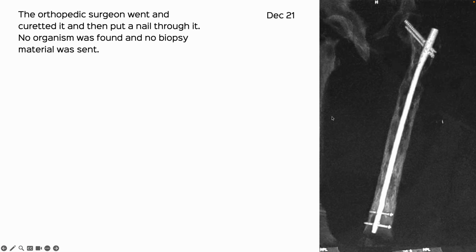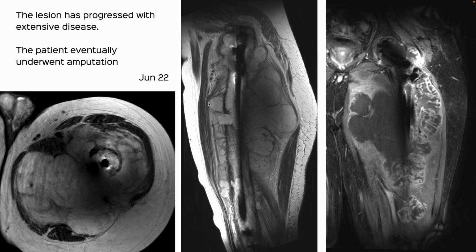So the orthopedic surgeon went and curetted it, put a nail through it. No biopsy material was sent, no organism was found on microbiology, and the patient came back with extensive recurrent disease, eventually needed to have a hip disarticulation done with basically a complete amputation.